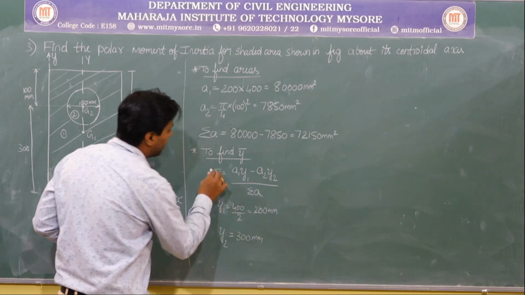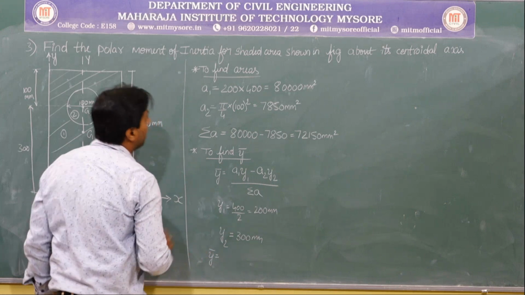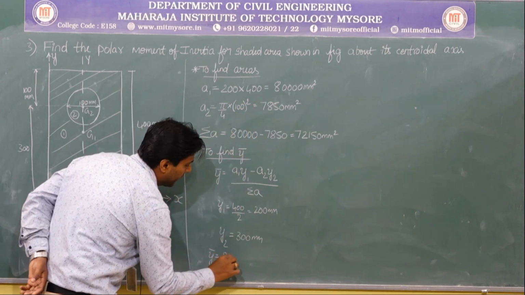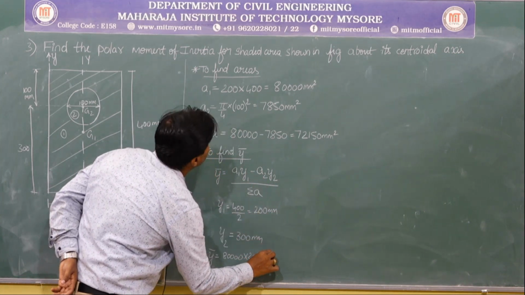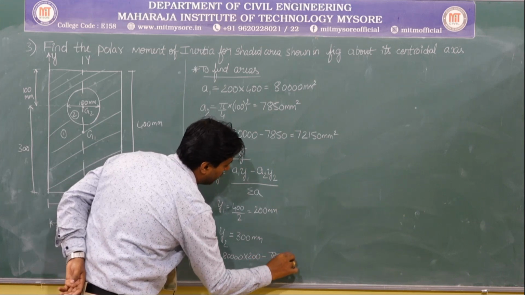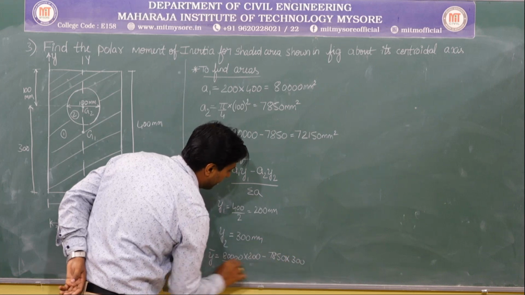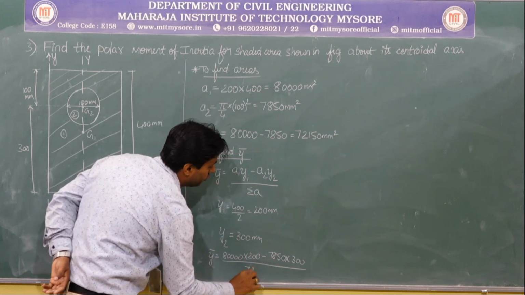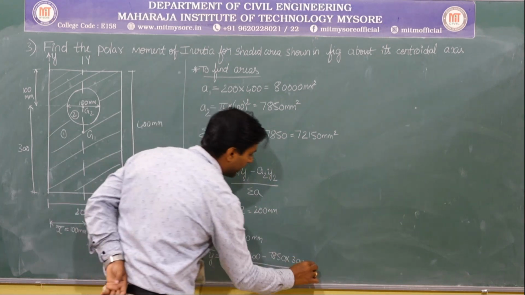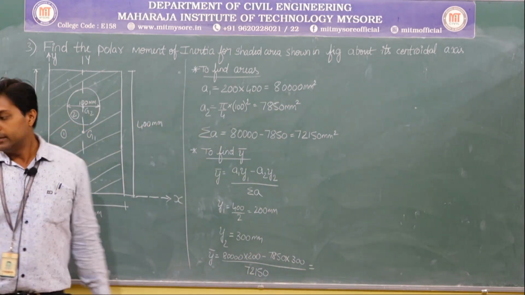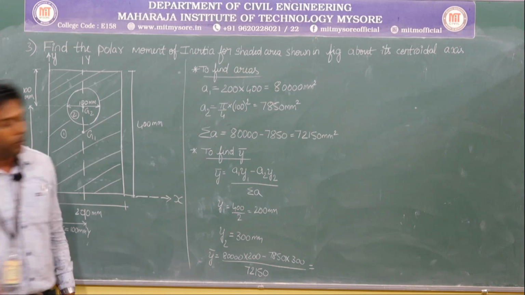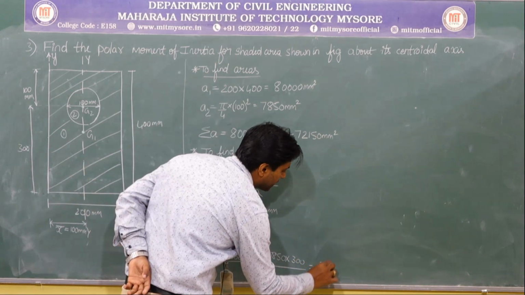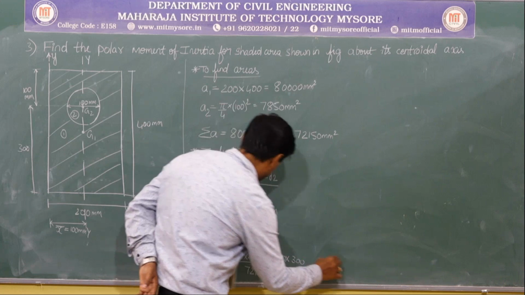So let me substitute everything in y bar. y bar is equal to A1, which is 80,000, into 200, minus, be careful, A2, which is 7850, into y2, which is 300, whole divided by 72,150. I want you people to solve it out. As per my book, it is 210.9 mm, but I want you people to check it once.